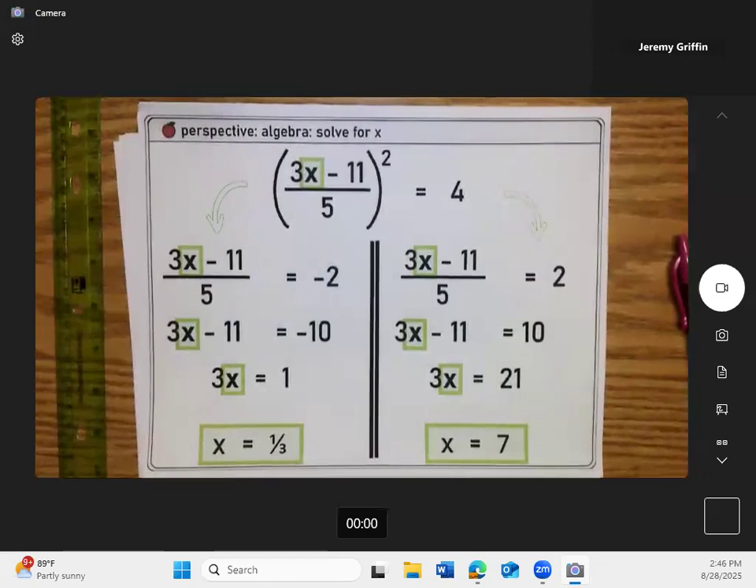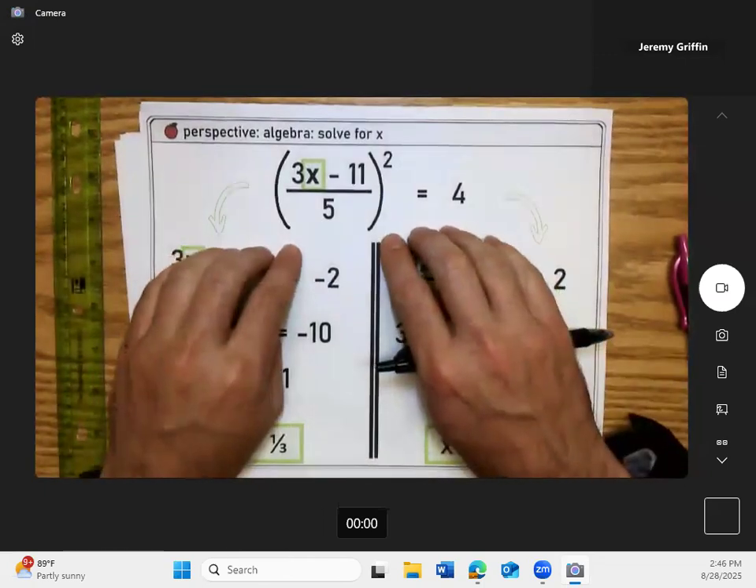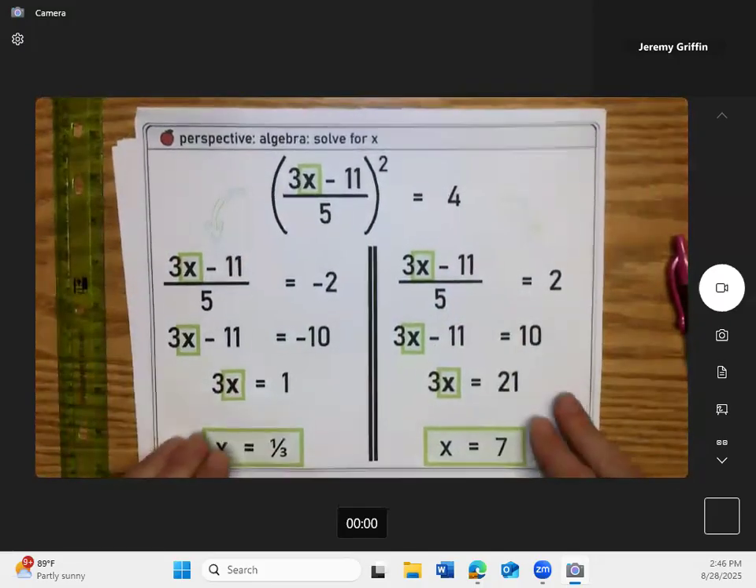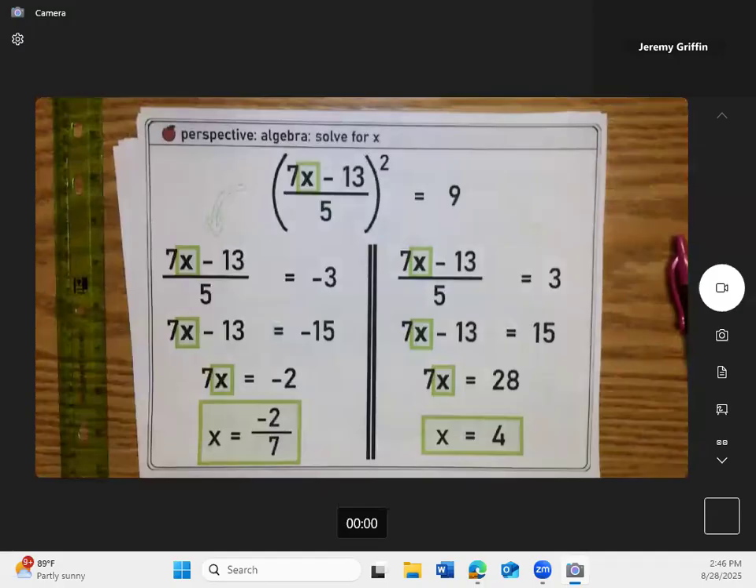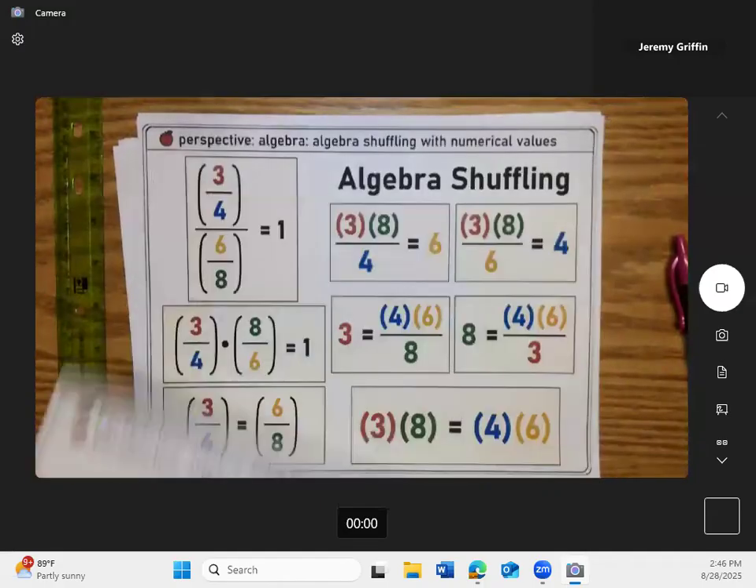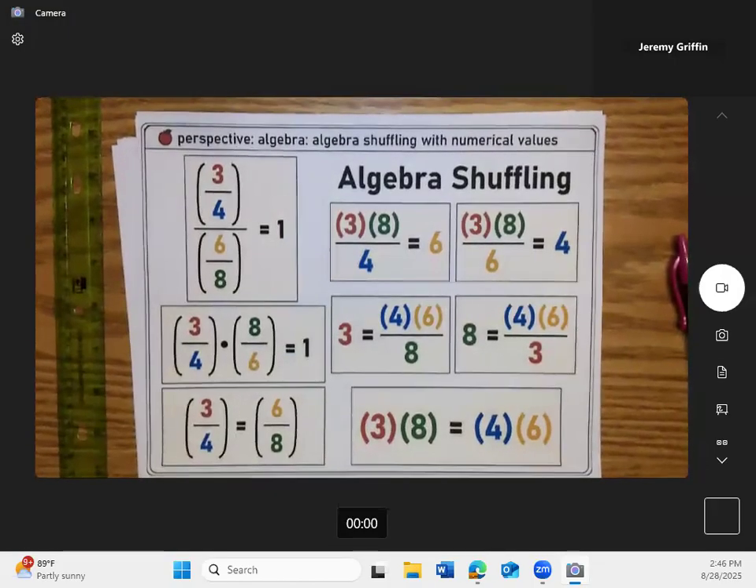Okay. All right. Algebra. Can you guys solve some basic algebra equations? Like if I give that to you guys, can you guys solve for x? You see that? I got a couple of these, so if you downloaded that book, you got a couple of examples there. Okay. Let's do algebra shuffling, which is really similar concept.